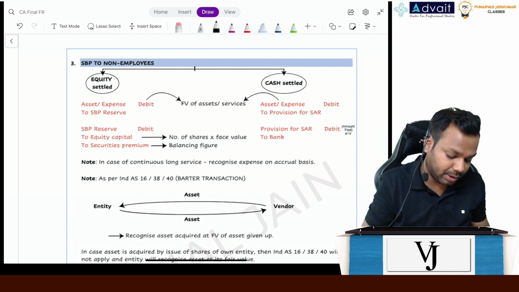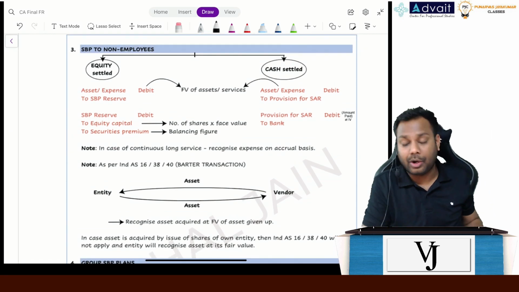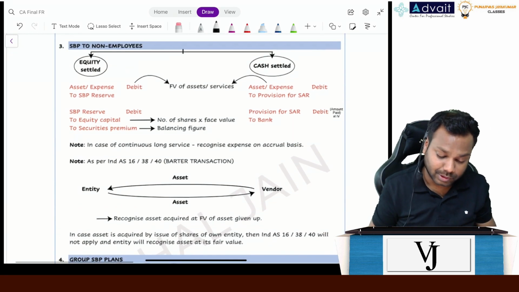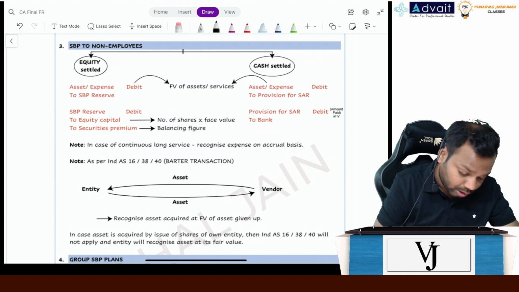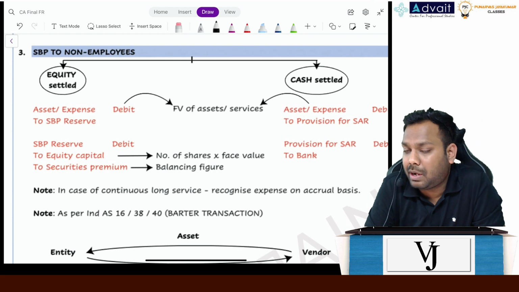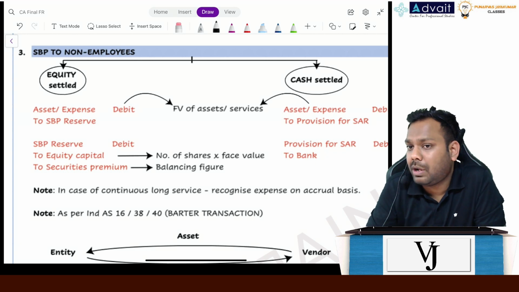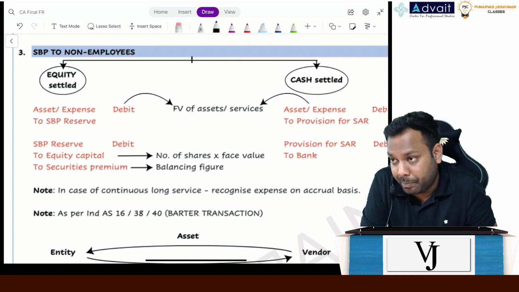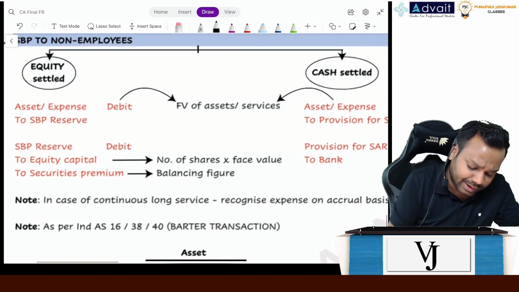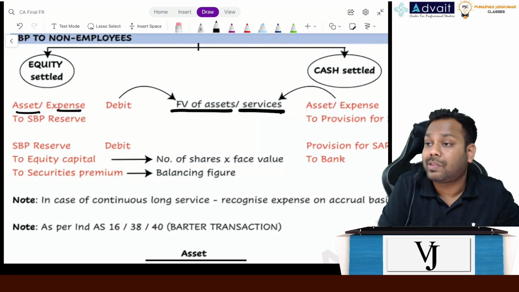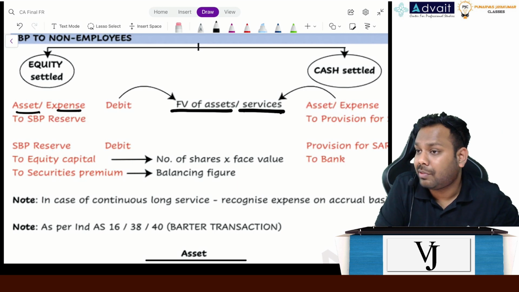Clear, everyone? Good. Now comes the SBP to non-employees, which is very easy. See, it starts here, it ends here also. Now, understand. Non-employees means what? Either I have purchased any assets, or I have taken any services, or I have purchased any goods from the vendor, and I have promised to pay the consideration in the form of shares of my company. Now, if there is an asset or expense, I will record these at the fair value of the assets or services.